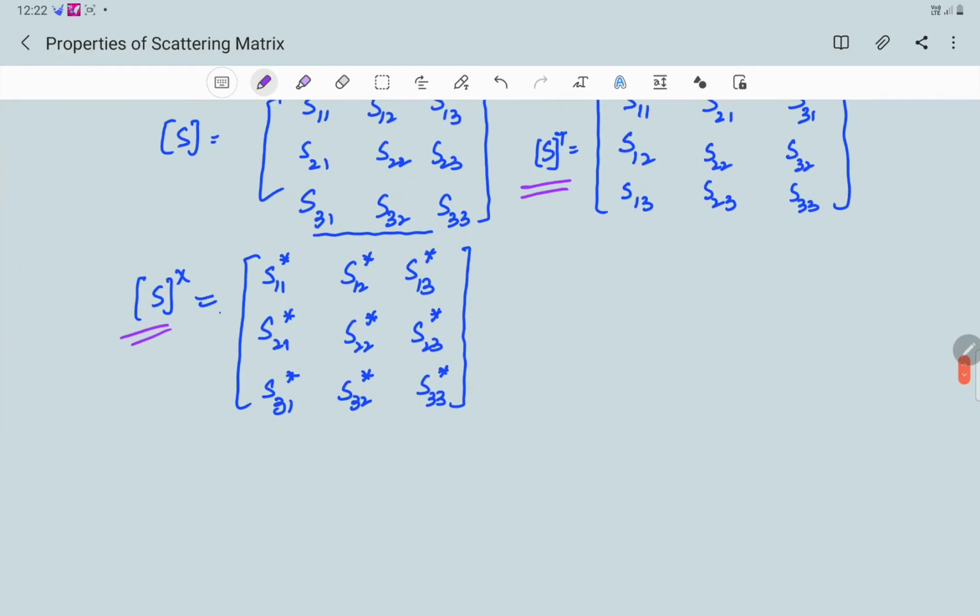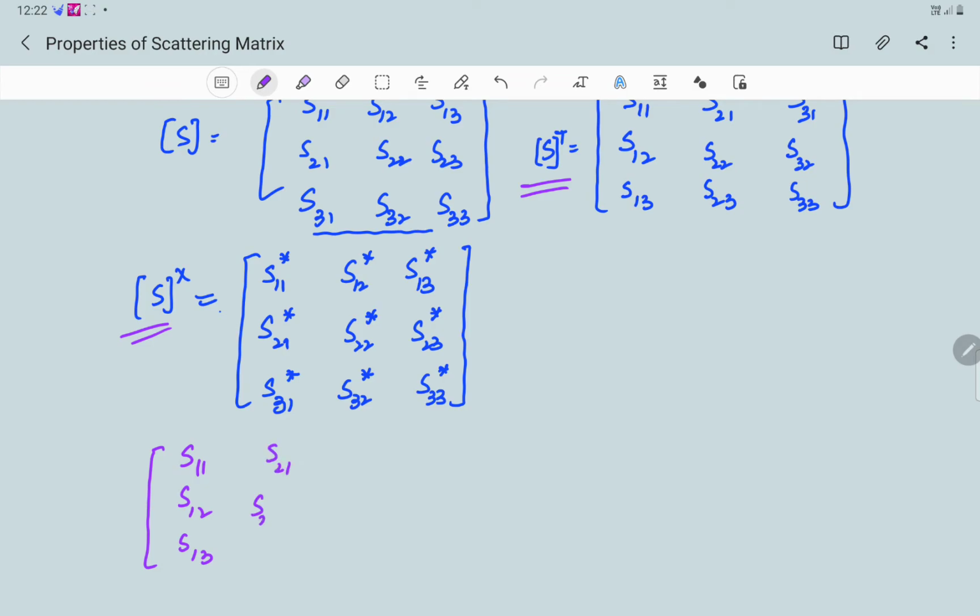I have S transpose as S11, S12, S13, S21, S22, S23, and then I have S31, S32, S33. This is our S transpose into S conjugate. This is our S conjugate.